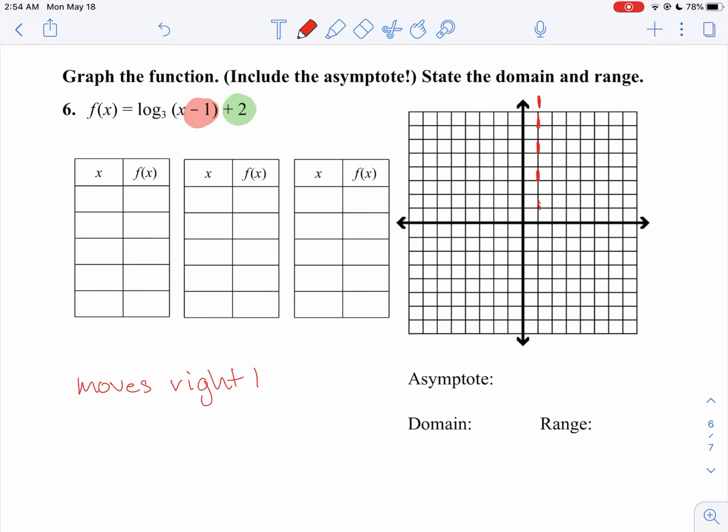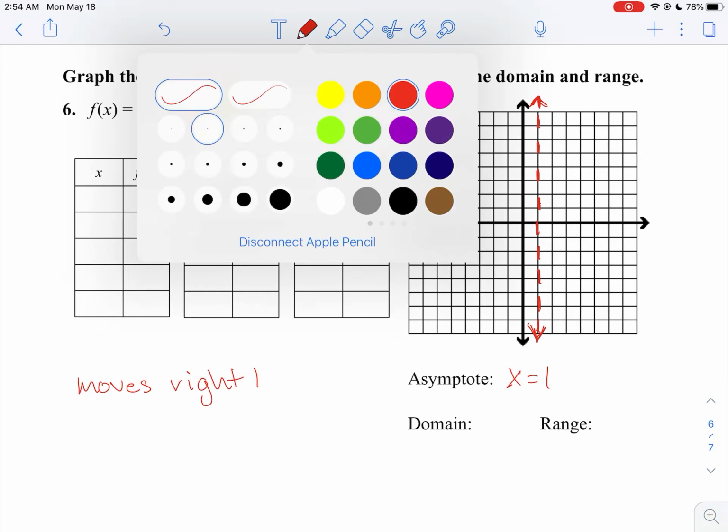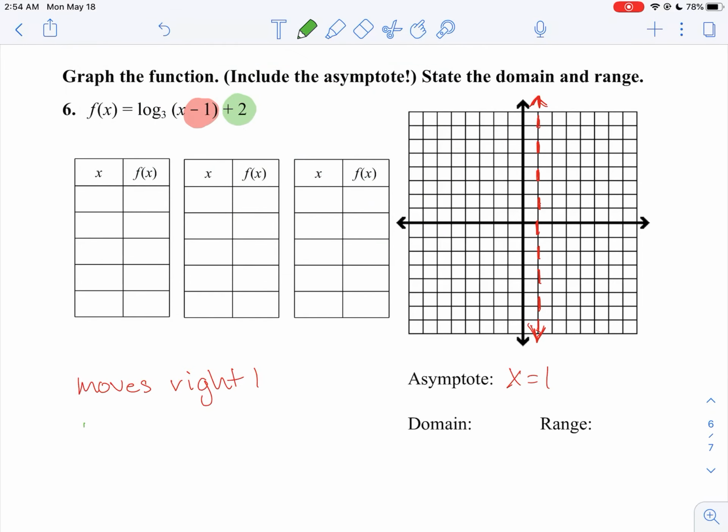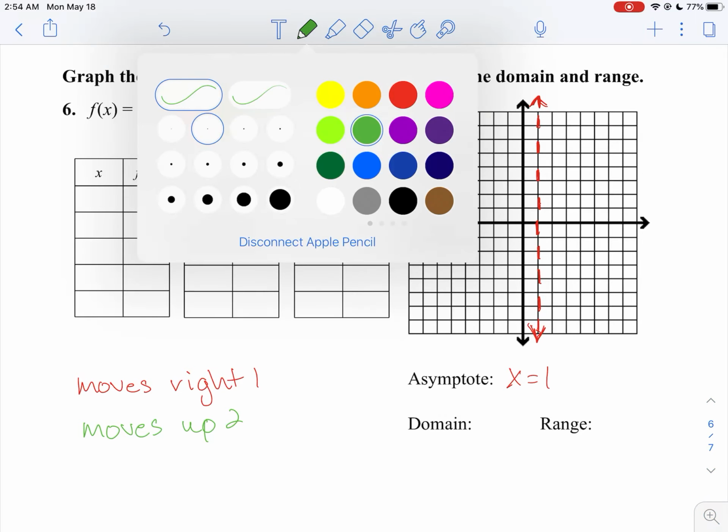So I'm going to go ahead and draw in my asymptote right now before I forget. And so my asymptote now has equation x equals 1. It moved to the right 1. And that +2 on the outside moves my graph up 2, but that asymptote goes on and on forever. So if I move it up 2, I can't really tell. It still has equation x equals 1.